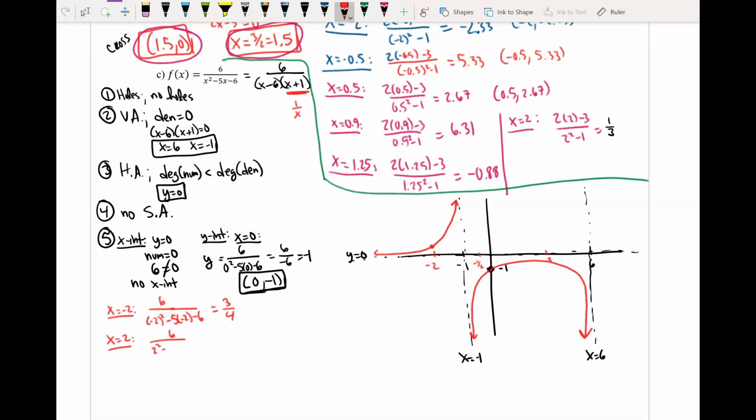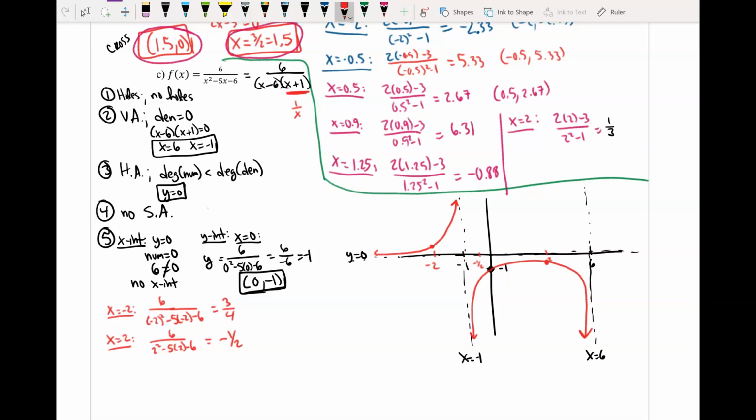(6/2) squared minus 5 times 2 minus 6. And you put this in the calculator, 6 divided by 4 minus 10 minus 6. You'll see you'll get a -1/2. So this guy still stays on the bottom. All right, so you'll have this nice parabolic shape.